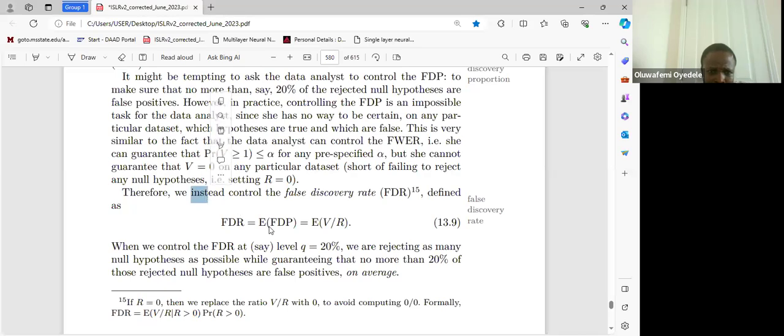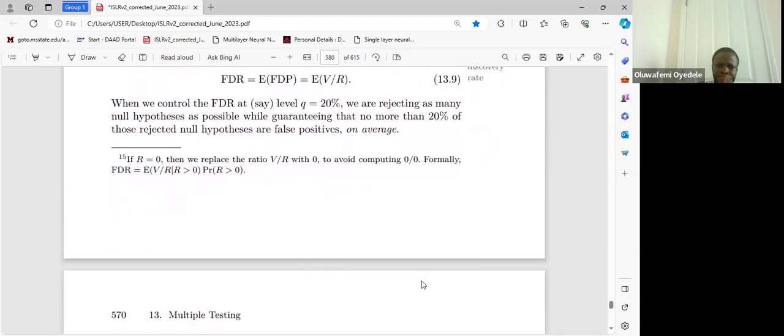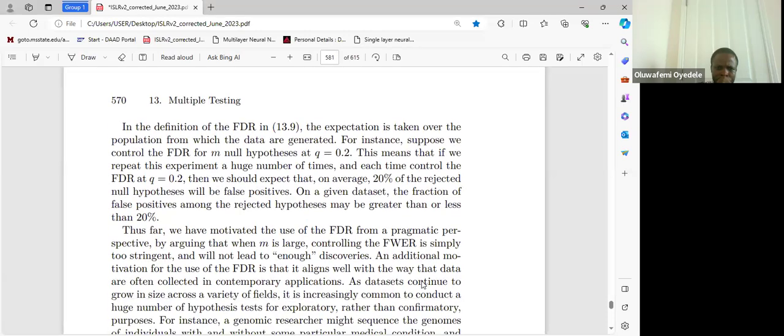We have the false discovery rate, which is defined as V over R. When we control the false discovery rate, say Q is equal to 20%, we are rejecting as many null hypotheses as possible while guaranteeing that no more than 20% of those rejected null hypotheses are false positives on average.